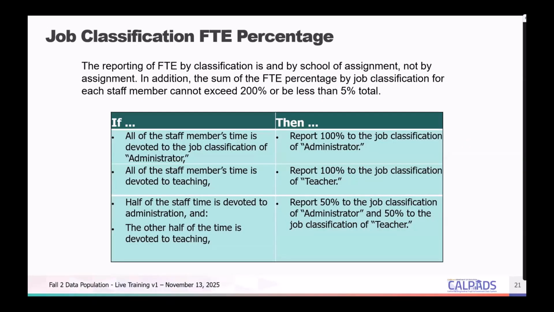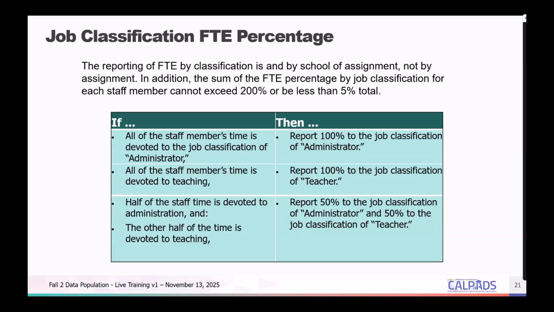So for each staff member reported, LEAs must report the percentage of full-time equivalency spent in each job classification by school. So the total full-time equivalent FTE percentage for all job classifications, again, should not exceed 200% or be less than 5%. So for example, a full-time principal, you would report 100% FTE under the classification administrator.